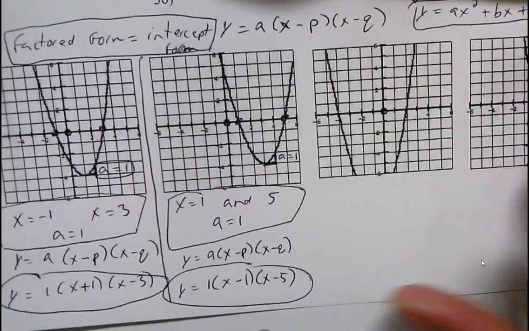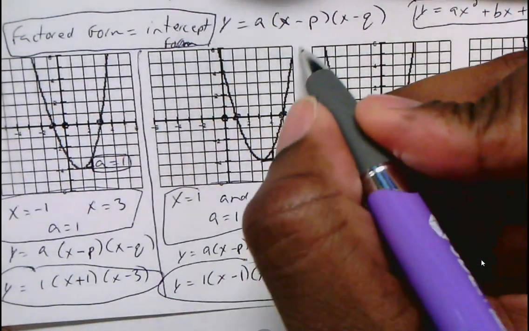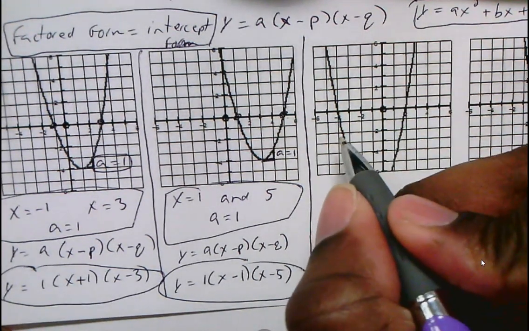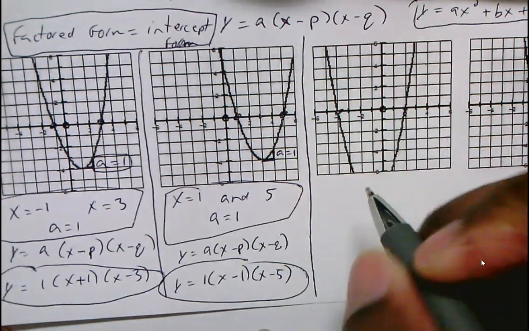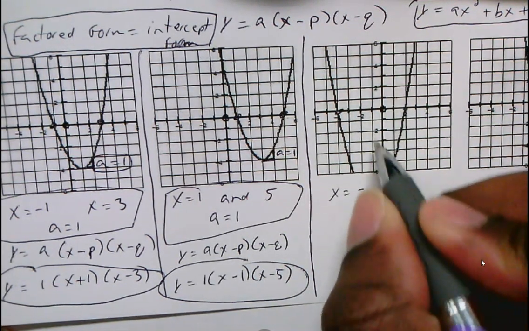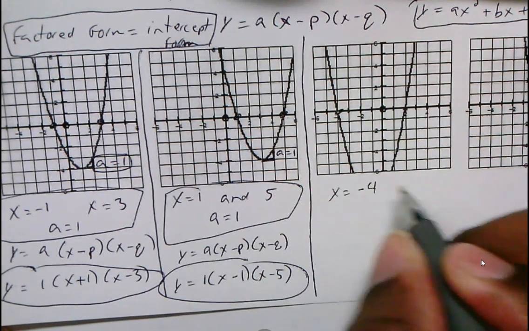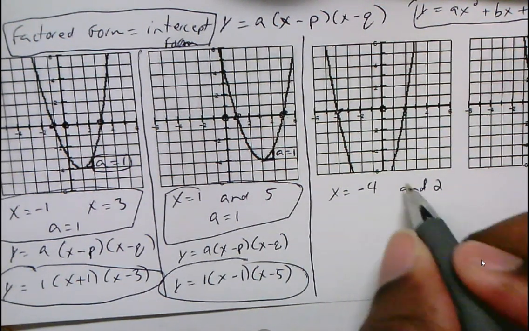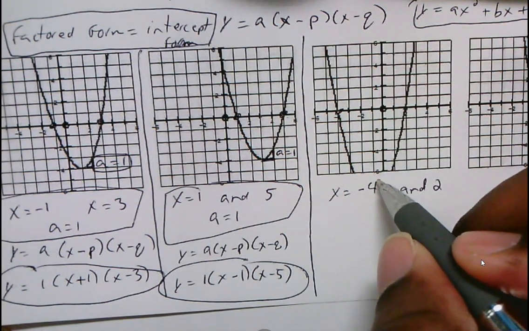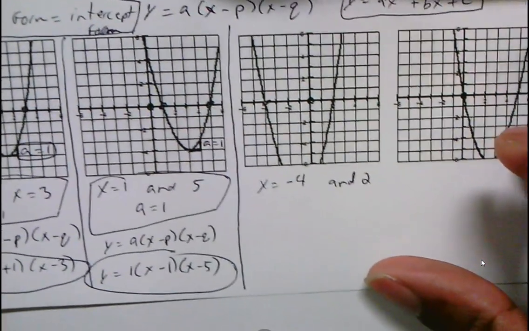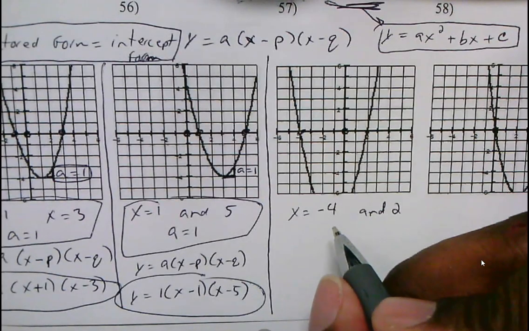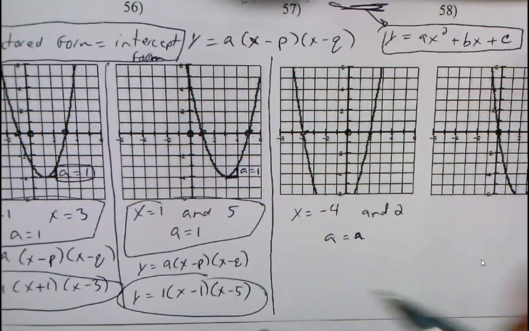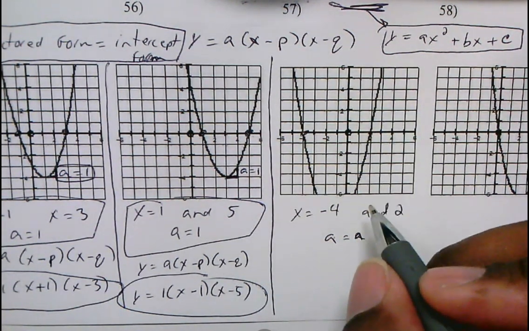In this graph, you really can't see the a value. So using just p and q, x would be -4, and x would be 2. The a value, they didn't really tell me. I can't really see where it is, but it looks like all these a values are 1. But since I don't really know, a is just a. I can't assume it's 1 just because of a pattern.